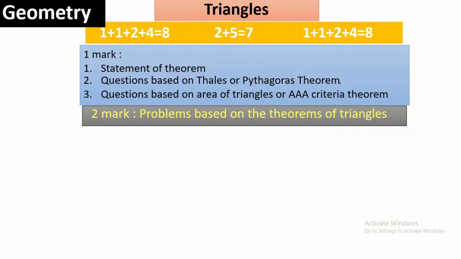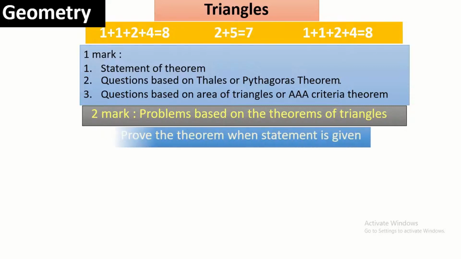And now we observe the 2 marks questions, that is problems based on the theorems of the triangle. On the basis of the theorems of the triangle, problems may appear. That is on the basis of AA criteria or area of the triangles, or it may be on the basis of the Thales or Pythagoras theorem. They ask for the 2 marks.